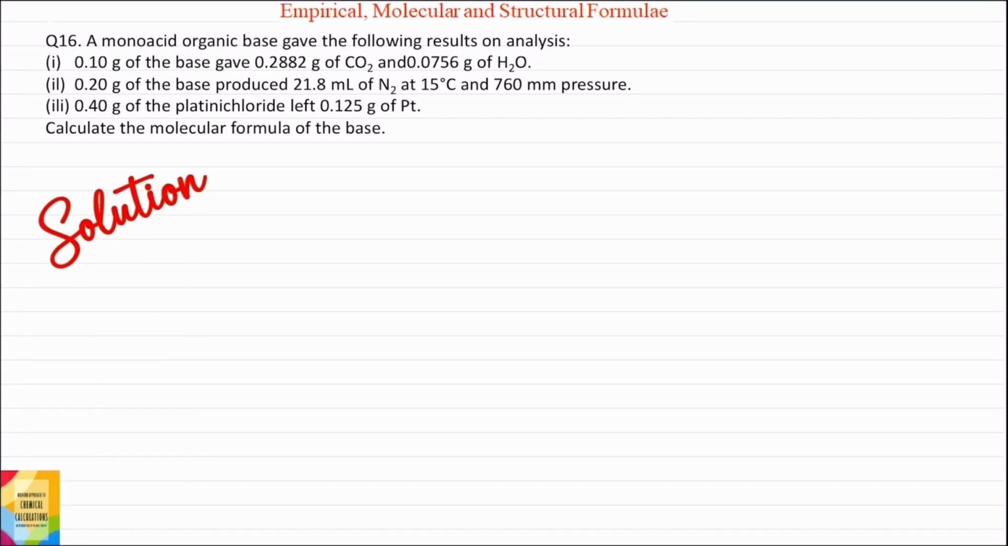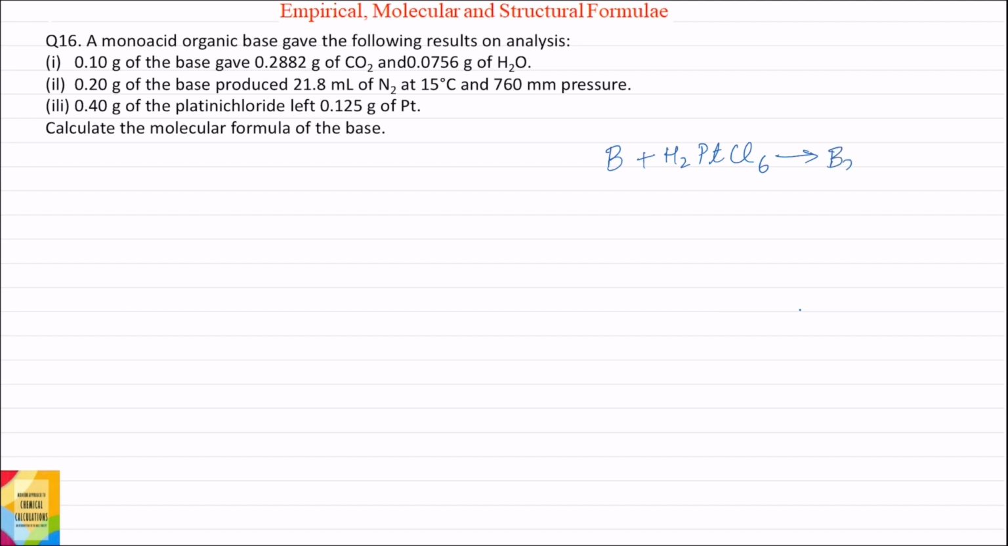Now, first find out the molecular weight of the base. Now it is given that 0.40 gram of the platinichloride left 0.125 gram of platinum. तो मान लेते हैं कि बेस है B. It reacts with H2PtCl6, which is the acid, to form the platinichloride, which has the formula B2H2PtCl6, and this gives platinum.